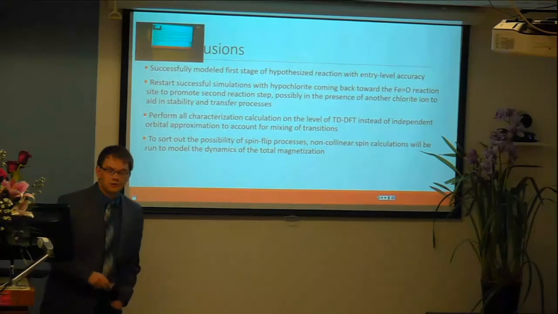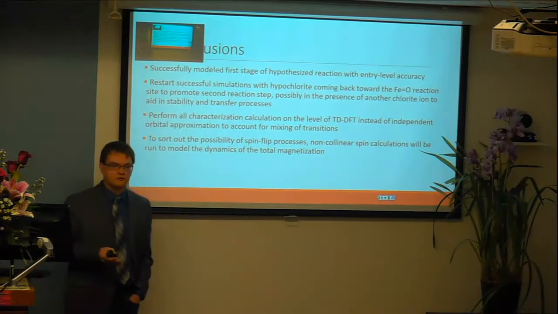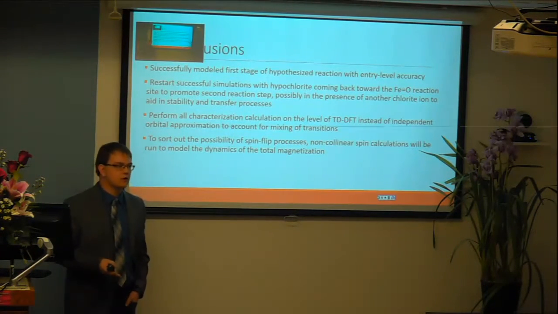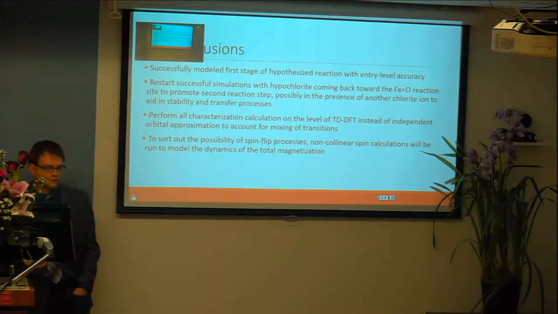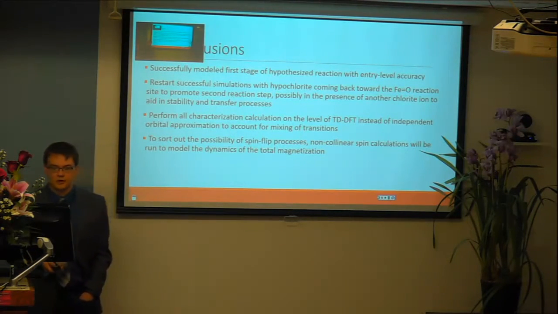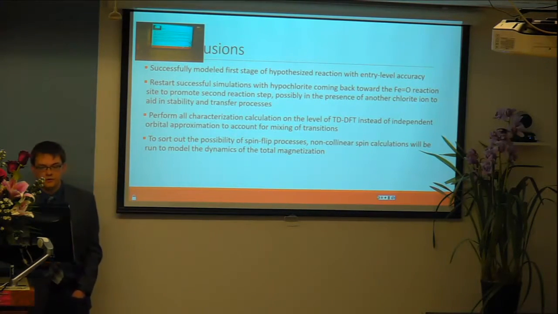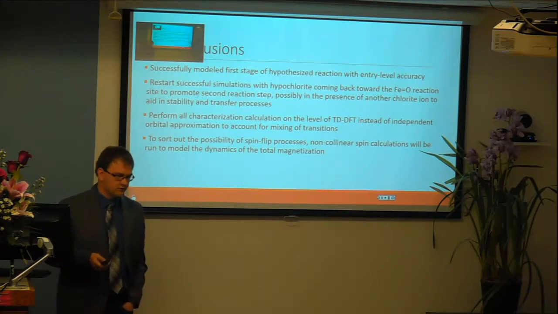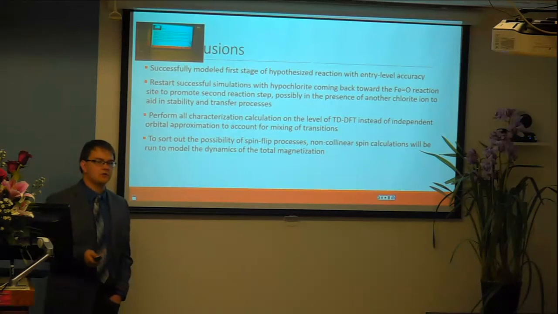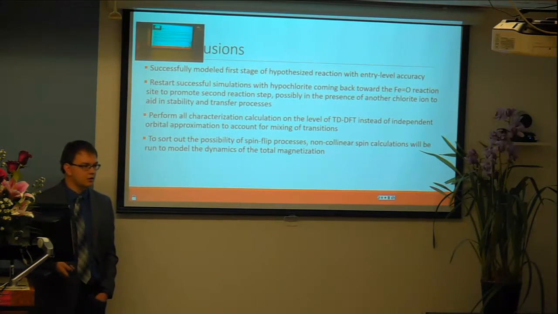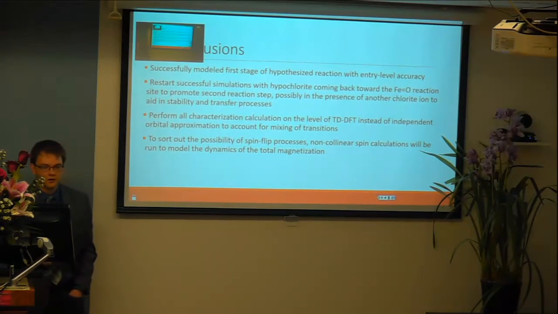So, conclusions: we successfully modeled the first stage, not quantitatively, but very qualitatively. And so now we can restart simulations with hypochlorite coming back in, say from another direction, to try and form that peroxy bond that we're interested to see. We can do all this at higher level if we would like, but qualitatively it seems to agree with what we think, except for the total energies in the anionic systems by themselves.